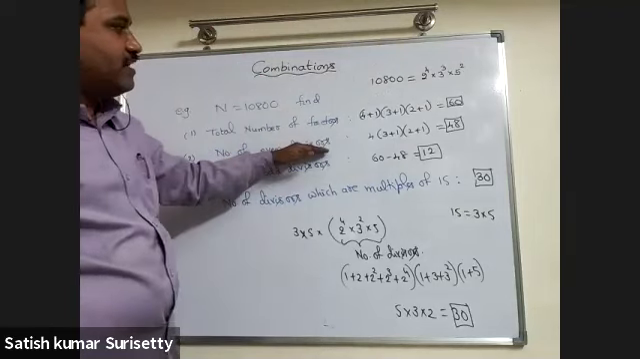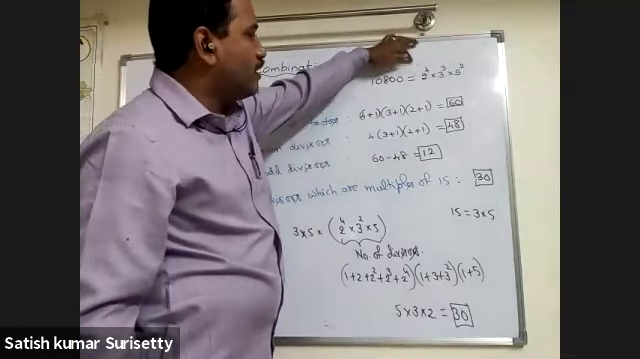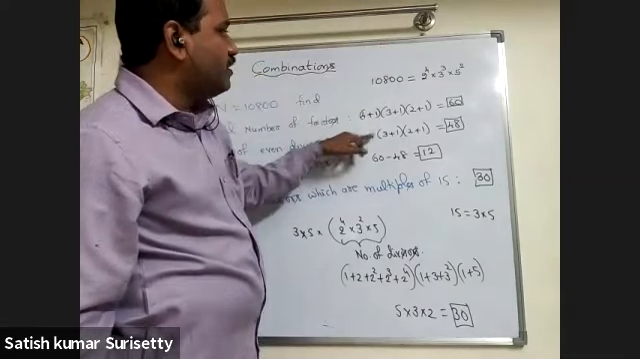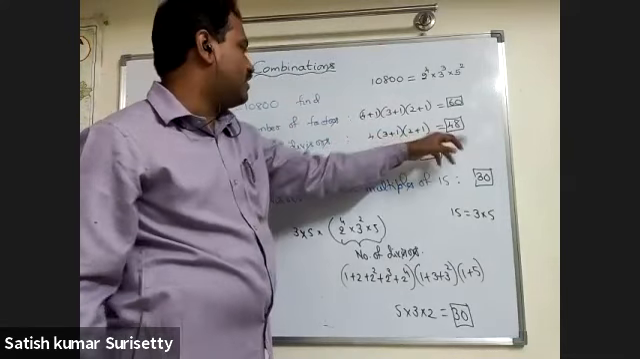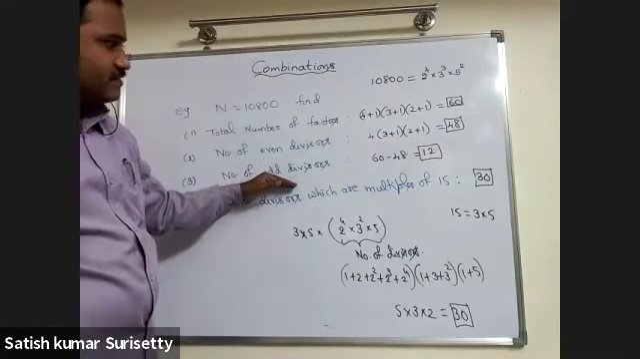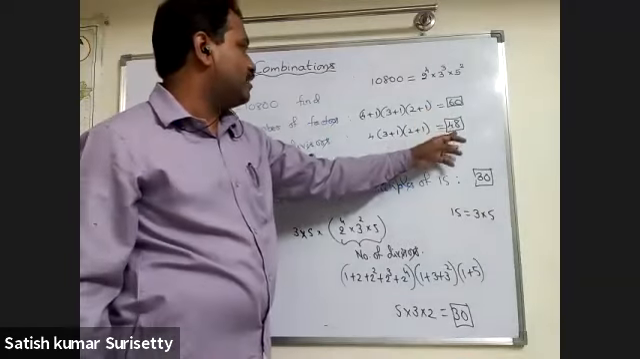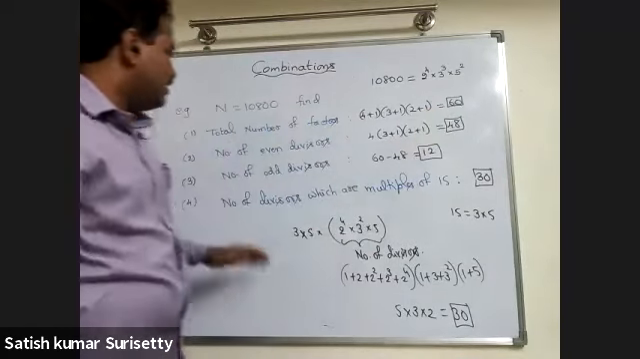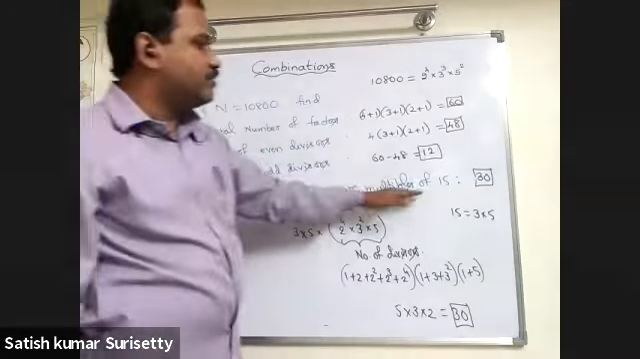Next, number of even divisors. So 2 to the power of 0 we need to eliminate. That means 4 into (3 plus 1) into (2 plus 1), which is 48. Number of odd divisors: from the total you can subtract the even divisors. So that is 12.